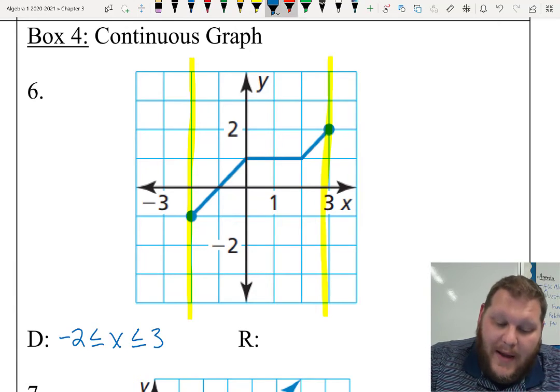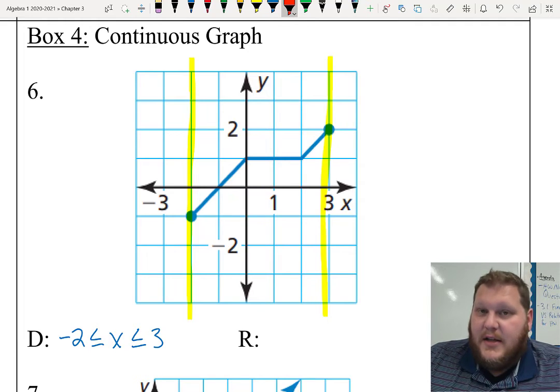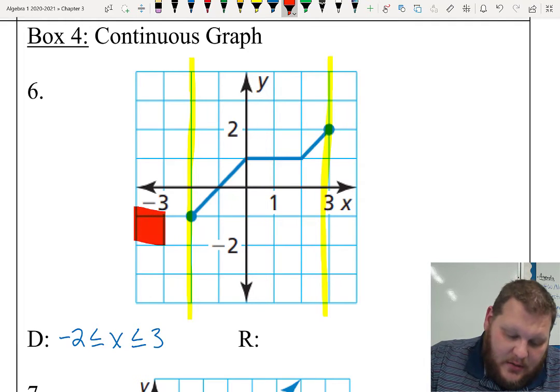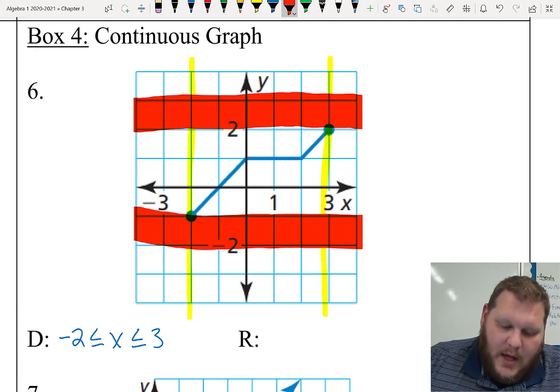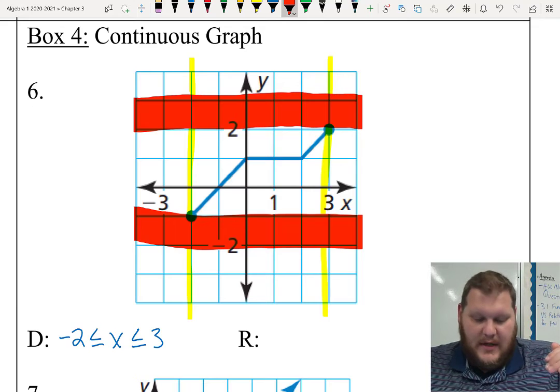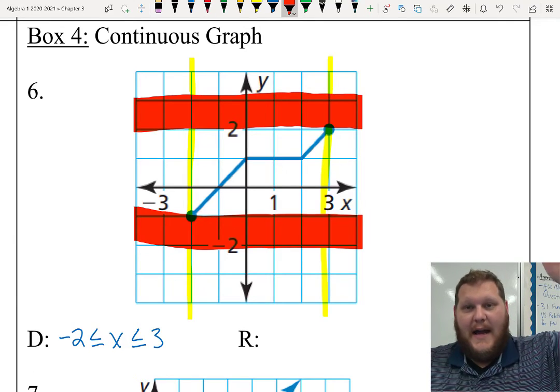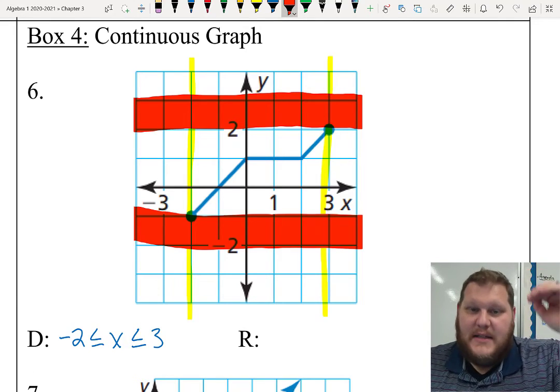For my y values, I'm again going to do the same thing, except here, oh Lord, that's a big highlighter, but that's okay. We'll make adjustments. So here, the lowest my graph goes is -1. The highest my graph goes is a positive 2.